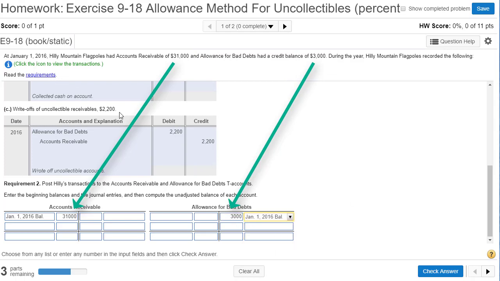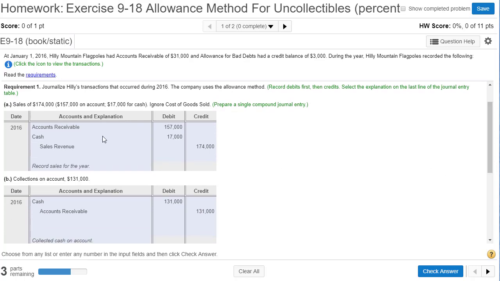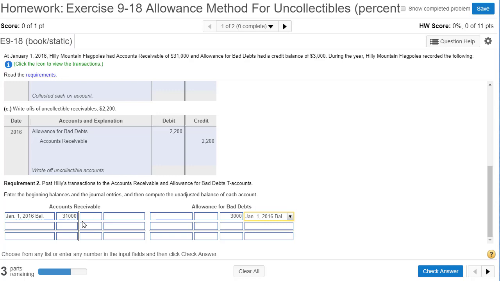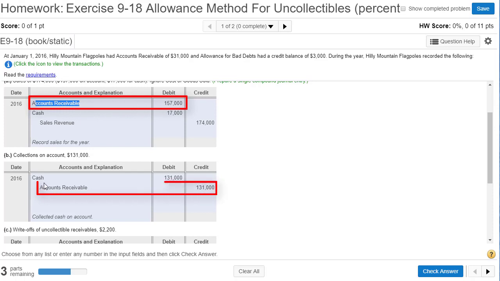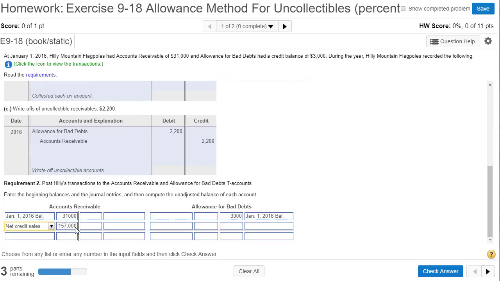And then we're just going to go up here to our journal, and first of all, post to AR. So let's find our first transaction with AR. We've got $157,000 on the left side, and those were our sales on account, in other words, called credit sales. Let's see what else we've got. We've taken care of this AR. We've got another AR, $131,000 on the right side, because we've collected that amount.